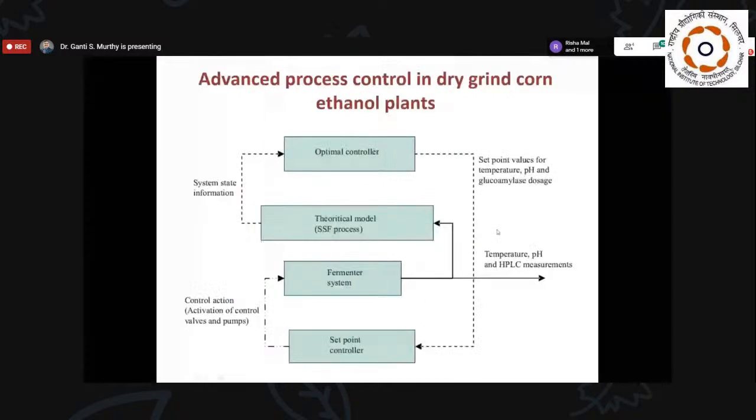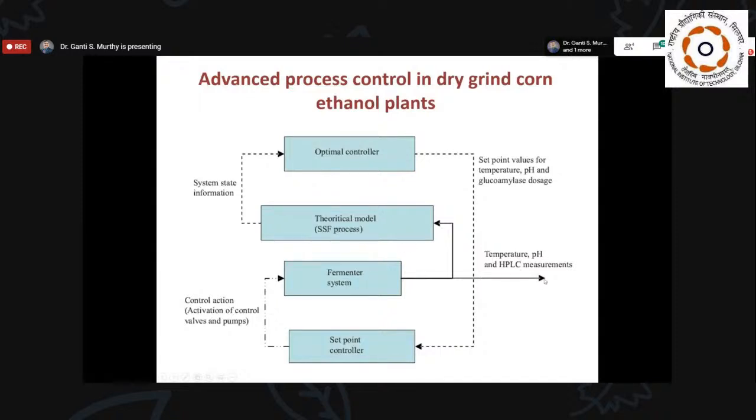Now, you see this? We have the fermenter system. We get the information from the temperature, pH, and the HPLC measurements. These are physical measurements, as I was mentioning earlier. It goes to our theoretical model of the SSF process, which gives us the system state information. We feed that into the optimal controller that we just discussed. That gives us the set point values, that is our control values for temperature, pH, and the glucoamylase dosage, which goes into the set point controller, which will control the activation of different control valves or pumps and implements that in the fermenter system. We implement it, wait for some time, and repeat the whole process again. We do that repeatedly during the process of SSF. That is essentially how we physically do this.